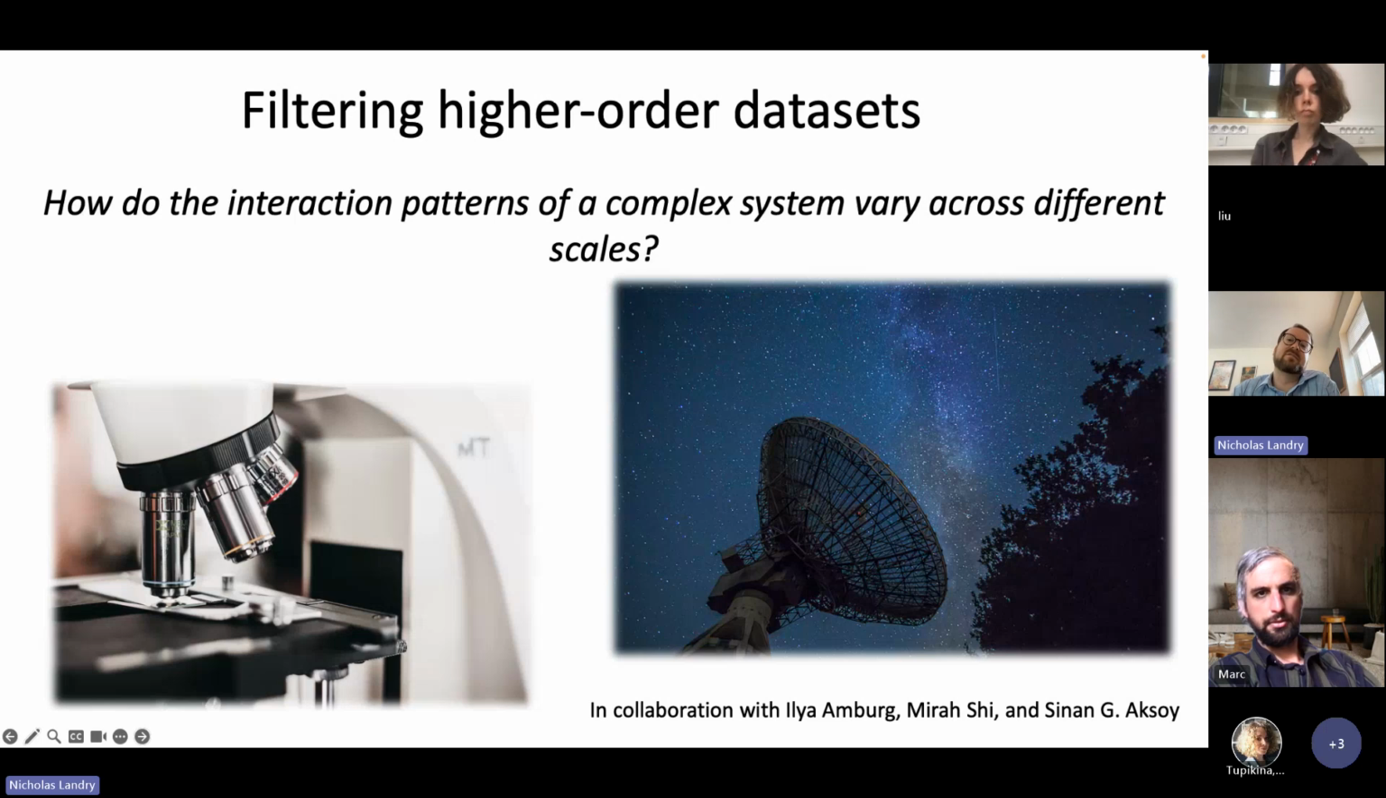So to illustrate the first of these concerns, I'm going to introduce a project that's in collaboration with some folks from Pacific Northwest National Lab. It was recently published in February. And the basic question that we're trying to address is, how do the interaction patterns of a complex system vary across different scales of interaction?